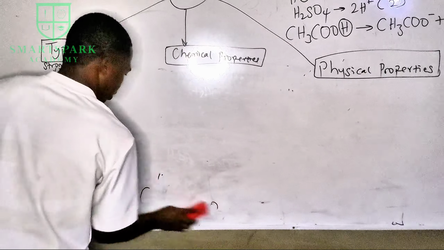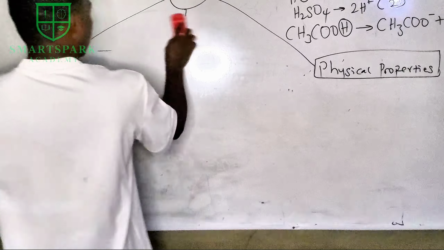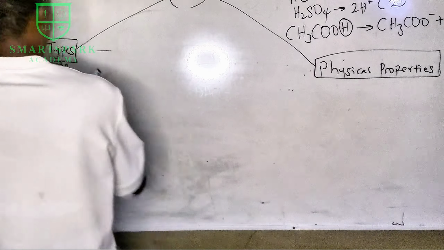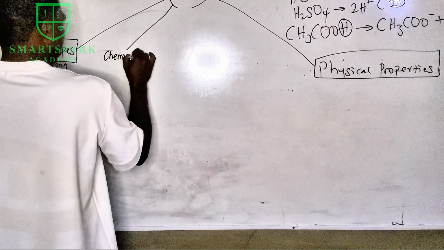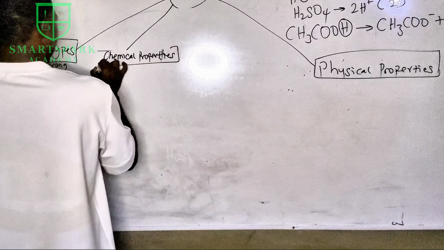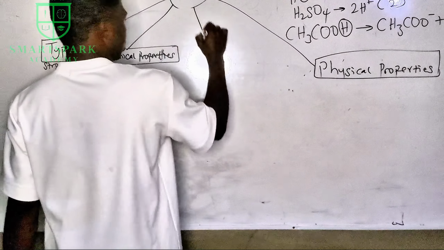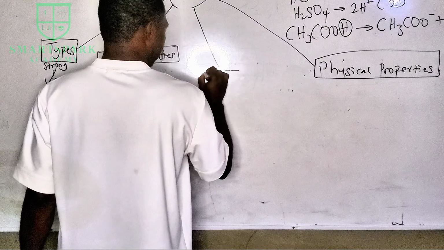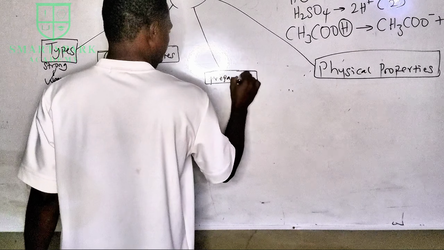The next one now. Chemical properties. So we have chemical properties here. Then the next one now will be preparation. Now, preparation of an acid.